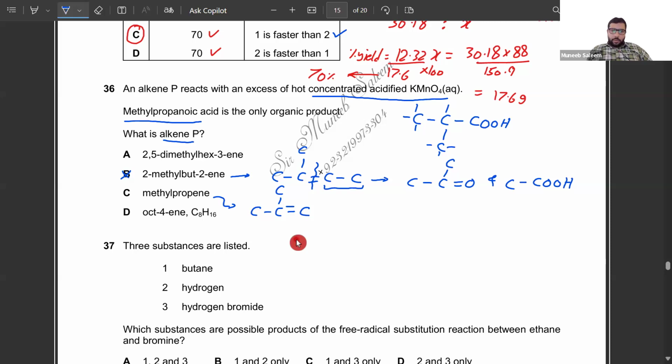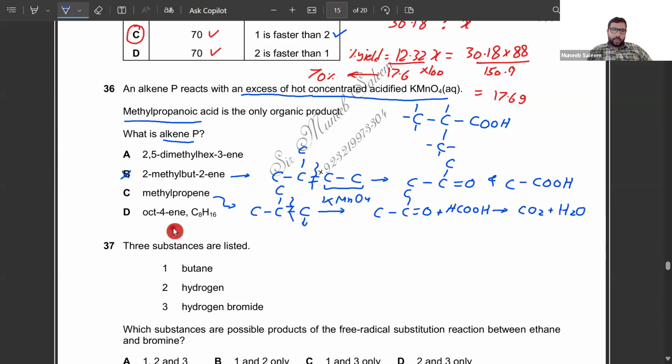Now, when this compound goes through reaction with KMnO4, it shall produce another ketone like this. And along with that, this part will become first into methanoic acid, and later it will convert into carbon dioxide and water, because it is being reacted with the excess of hot concentrated KMnO4.